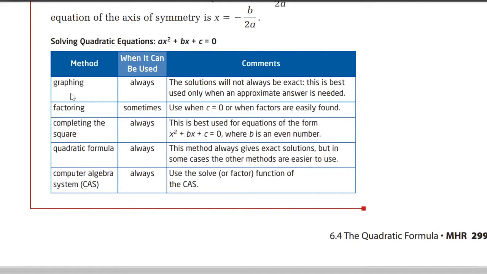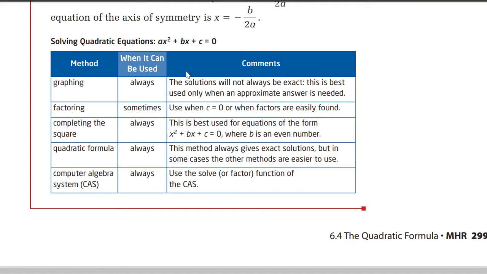Factoring sometimes works. If you don't have a C value, if it's just ax squared plus bx and there's no C, then you can common factor out the x and solve it that way, and it's fairly quick. So you can sometimes use that.